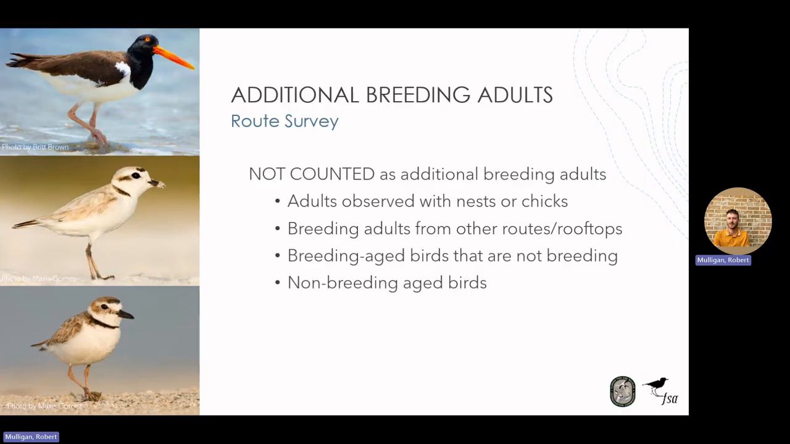Note that for some species, plumage is not a reliable indicator that a bird is breeding. For example, American oystercatchers do not breed until they are 3 to 5 years old, but can have full adult plumage well before then. Behavior is the best indicator that a bird is breeding.